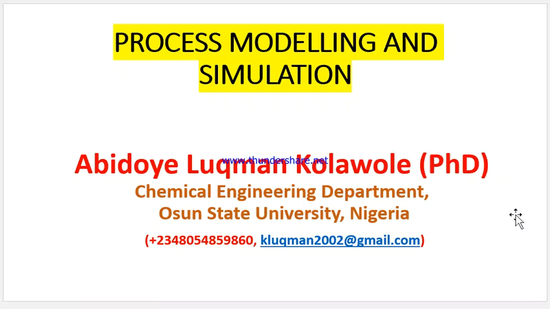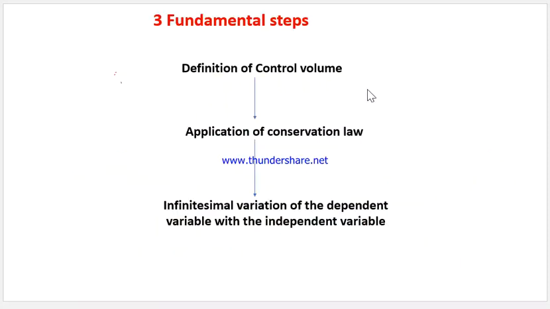Today we shall start a discussion on process modeling and simulation. Process modeling is very essential for product development, for new product manufacture, for improvement in processes, for conservation of raw materials, and for the scale up of production process. To perform process modeling, three fundamental steps need to be followed.